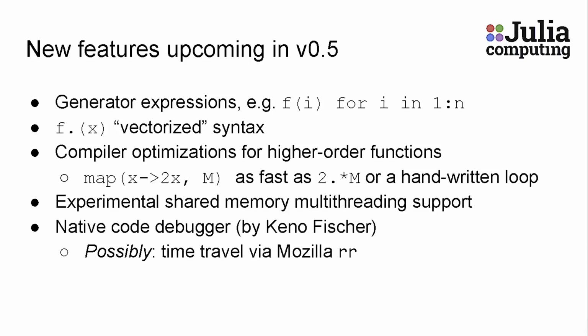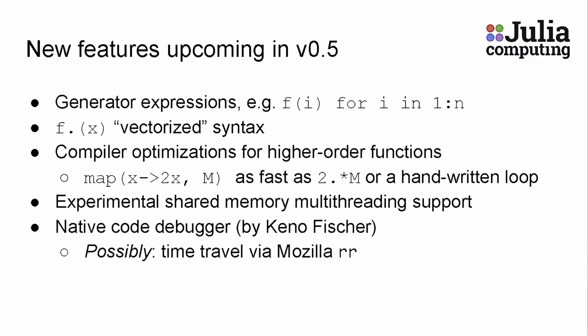We also have much better code generation for higher order functions. So this arrow is a concise syntax for an anonymous function. It means take x and give back 2x. And so you can use a function like map and map that function over an array. And we will completely, fully inline and specialize this. So you'll just get full performance for code like that.